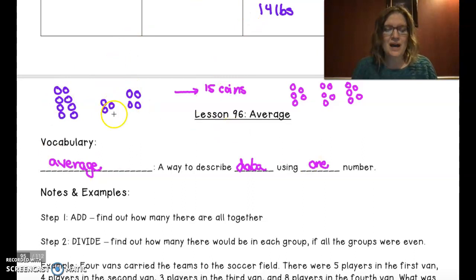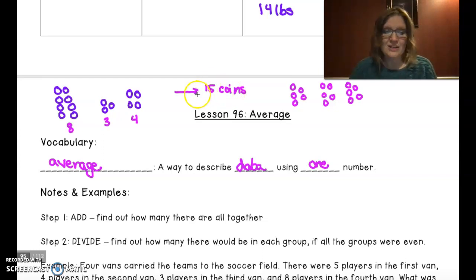Here we have this pile of coins. We have 3 piles. Use your imagination on this one. The first pile has 8 coins. The second pile has 3 coins. And our last pile has 4 coins. Now, if we were to add these piles all up, we get a total of 15 coins.